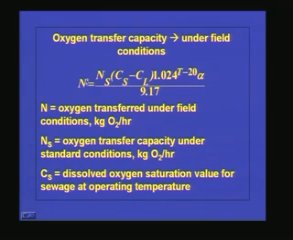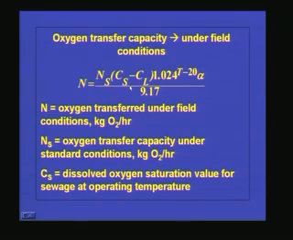And Ns is nothing but the oxygen transfer capacity under standard conditions. Okay, this Ns value will be available along with the aerator, because this will be found out by the manufacturer under standard conditions and this will be given to you. So this value you will be knowing, and Cs is the dissolved oxygen saturation value for sewage at operating temperature. Okay, so this one we can get from standard tables.